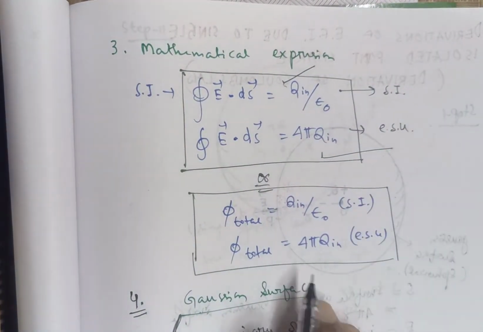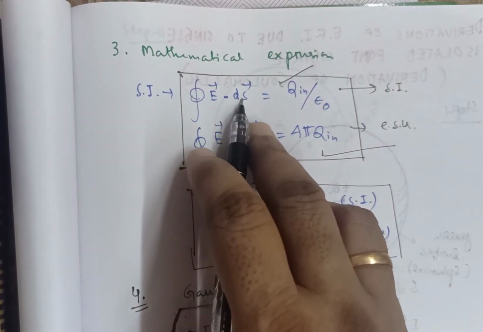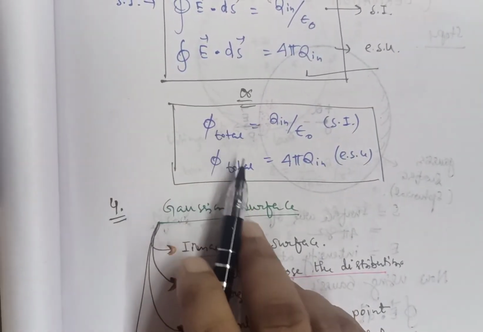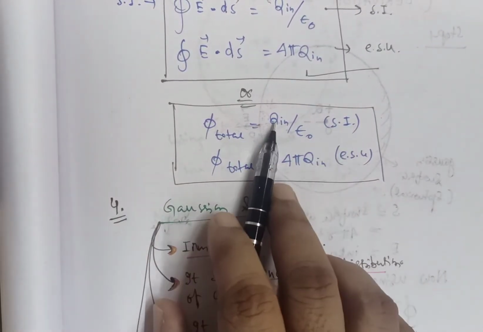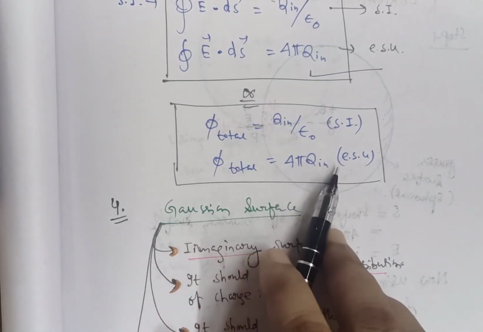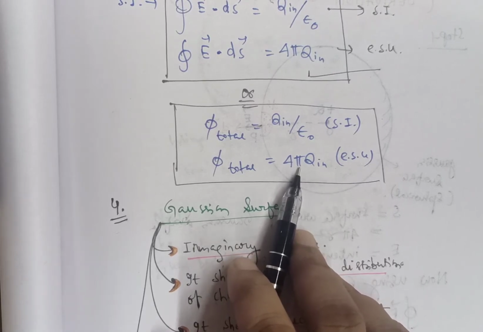Another way to represent, instead of surface integral of electric field intensity, you can also represent total flux, or you may call total lines of force. For SI system, that is q in by epsilon 0. For CGS system, that is 4 pi q in. You just remember when we discussed the properties of electric lines of force.